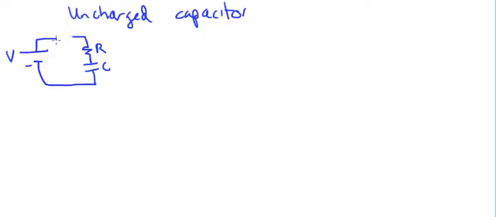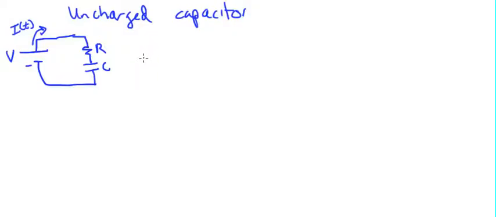So we close the switch, and then a current I of T comes out. This voltage source is always at a constant V, but this current will be a function of time because it's going to come over here and charge up the capacitor.